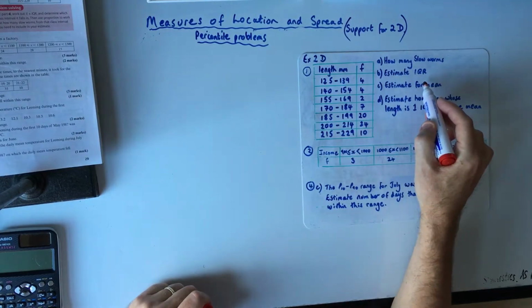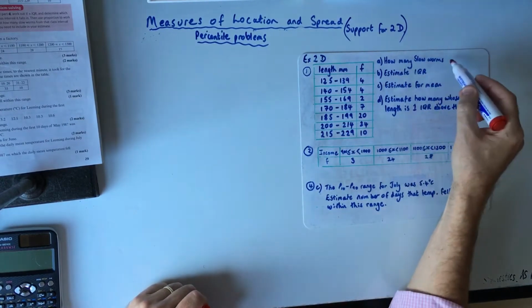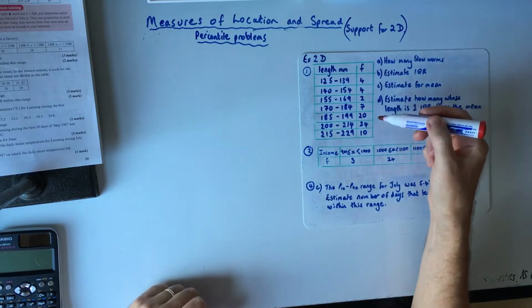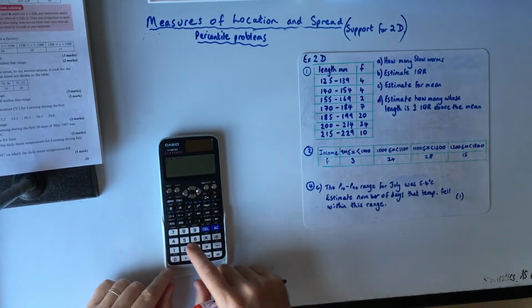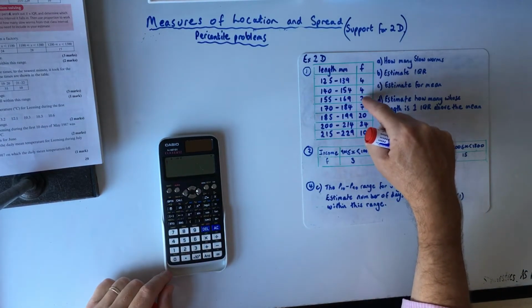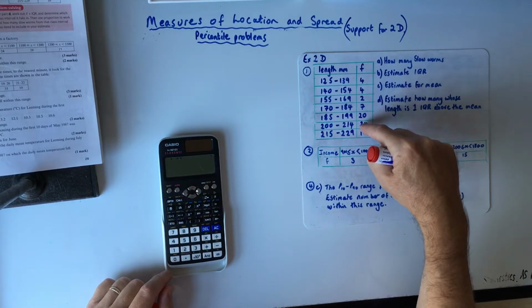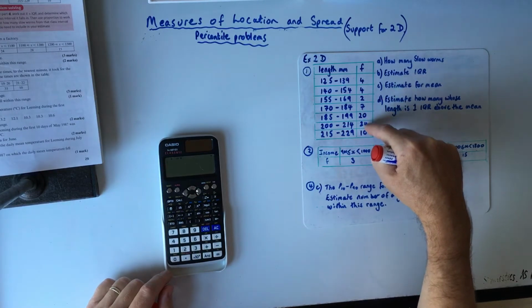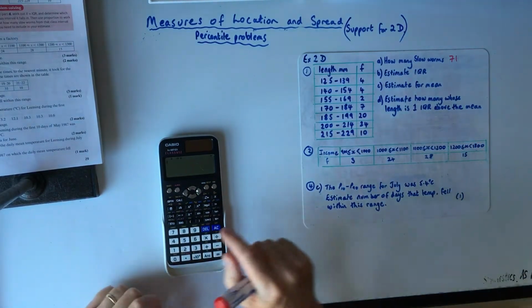So we've got to work at this. The first question says, how many slow worms are there? Well, just add up the frequencies. So 4, add 4, add 2, 8, 10, 10, 20, 30, 40, 50, 57, 61, 71. So there are 71 slow worms.